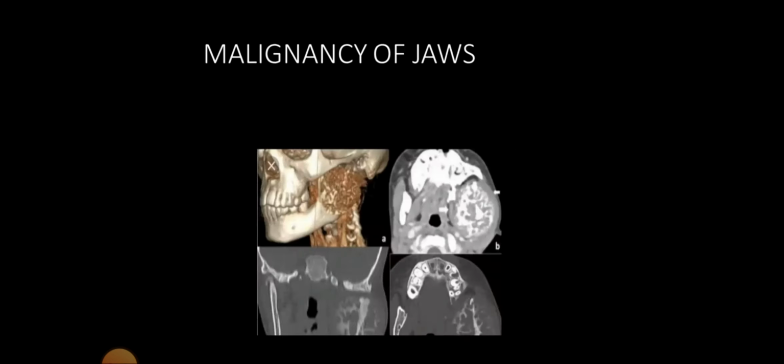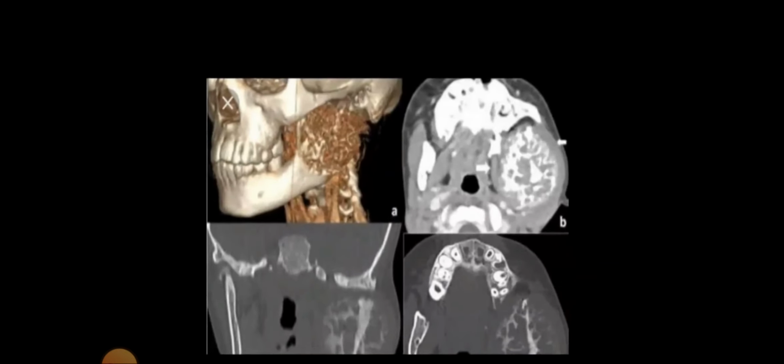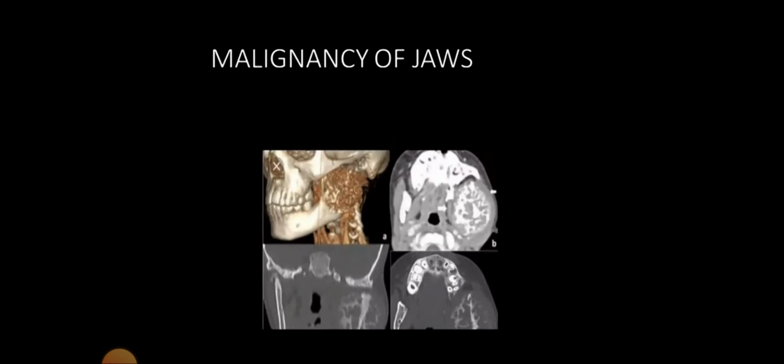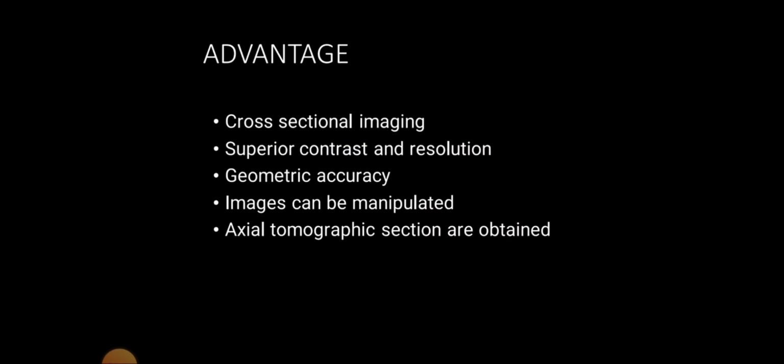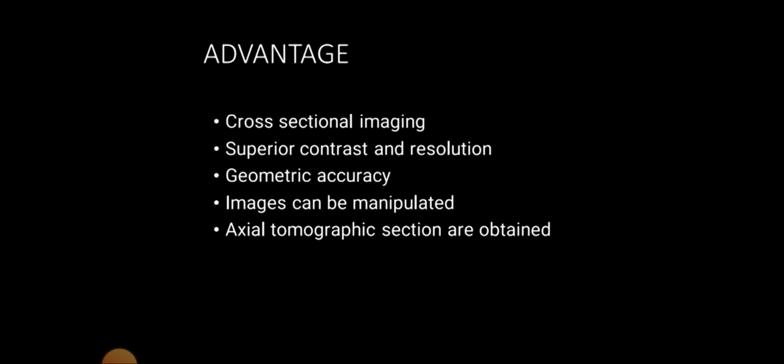Then this is the malignancy of jaw. So here in the CT image, that malignancy can be noted. So these are different CTs, CT of brain and malignancy of jaws.